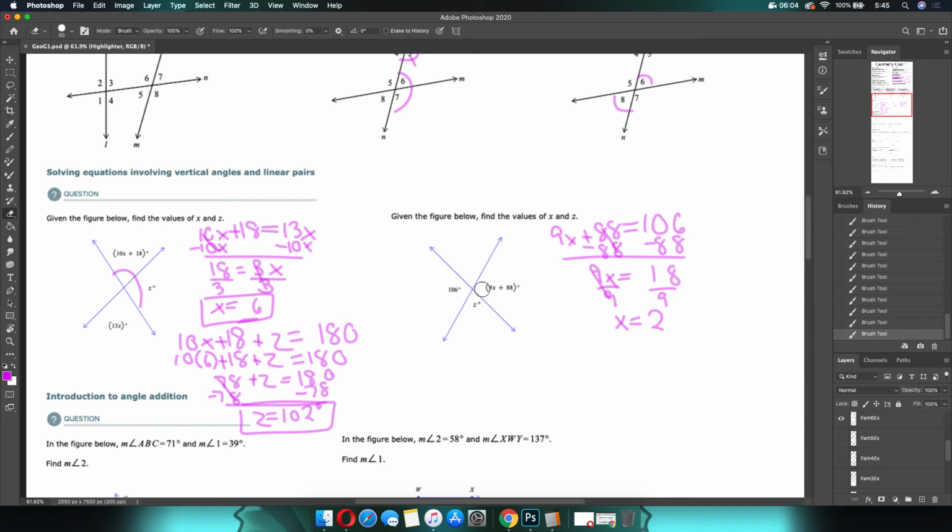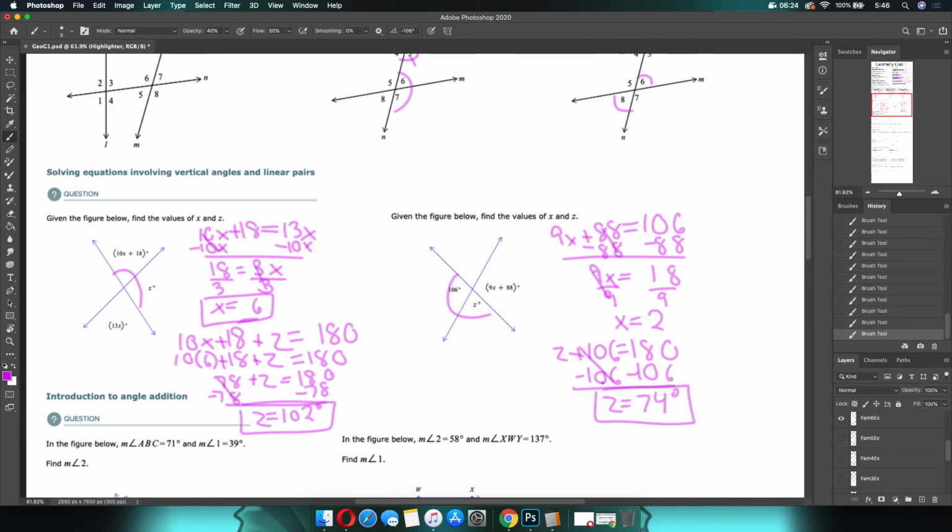Next up, what do I want to do for my linear pair? Well, since the 106 is already there, I'll choose that one. So z plus 106 equals 180, minus 106, minus 106. Z equals 74 degrees. There you go.